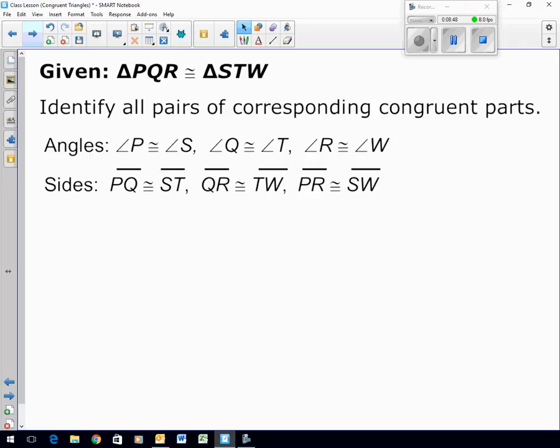This is how easy it can be. Triangle PQR is congruent to triangle STW. Identify the corresponding parts. Angle P is congruent to S, Q is congruent to T, R is congruent to W, and so on and so forth. Right? What would be the first thing to do here, Tyler? Draw a picture. I don't know what y'all think I do. Guys, first thing you're gonna do is draw a picture.